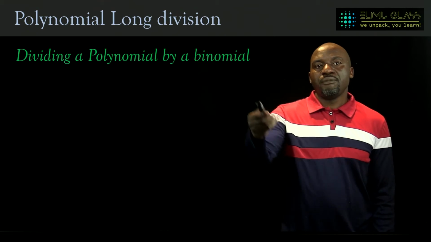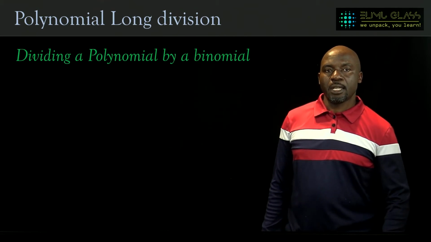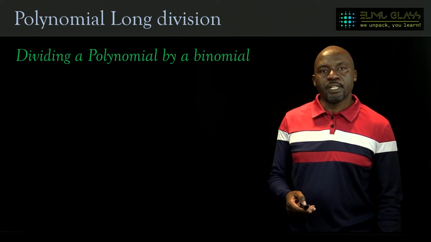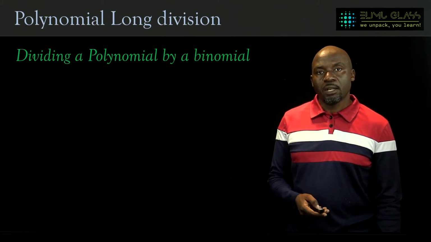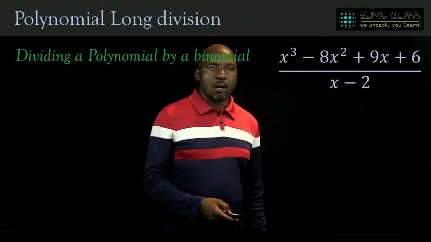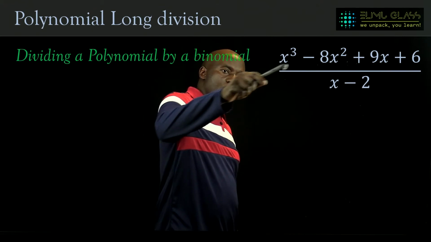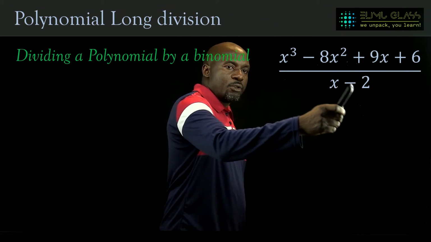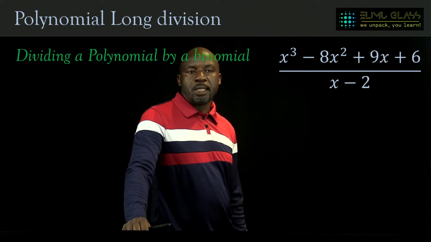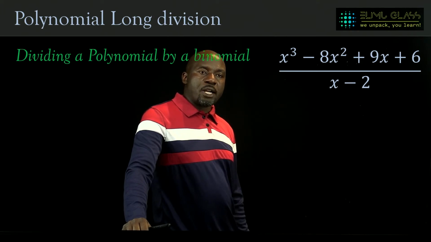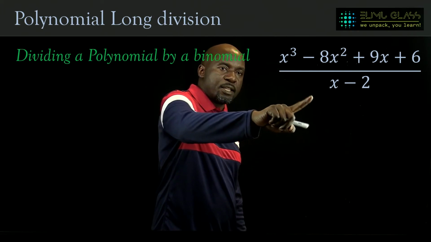What about dividing by a binomial? Now this requires a number of steps, but we are going to do it. I hope at the end of the day you know how to do this. Anytime you are confused, you come back and watch the video to remind yourself of how we did this. So here is an example of a cubic polynomial with 4 terms, and we are dividing that by a binomial in the denominator. So how do we divide this? Now we can no longer divide each term by this directly like that.